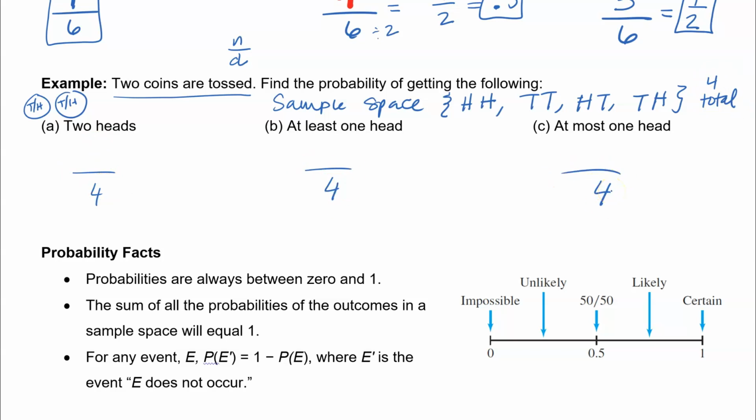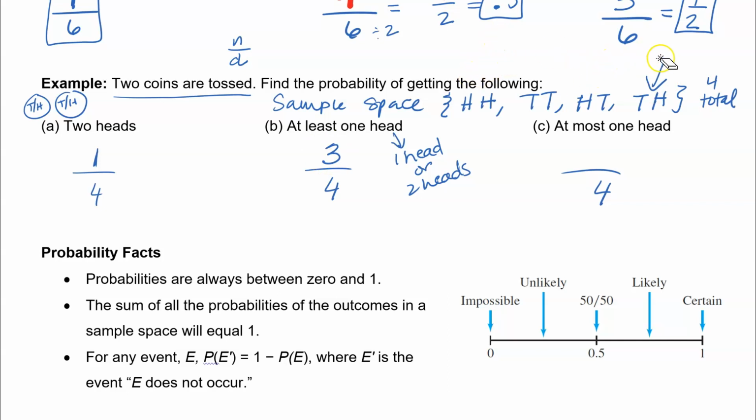The first one says, what's the probability of getting two heads? Well, that's 1 out of the 4. At least one head. Let's talk about what that means. At least one head means one head or two heads. Anything one or more. So we've got at least one head there, at least one head there, and at least one head in that outcome. So there are 3 out of 4 that give you at least one head.